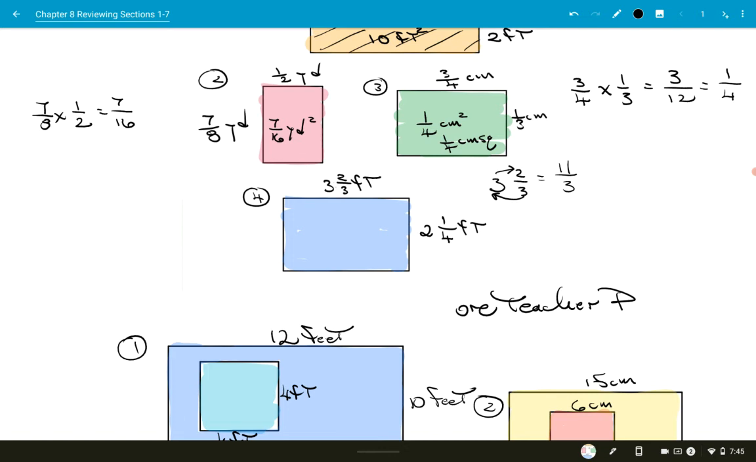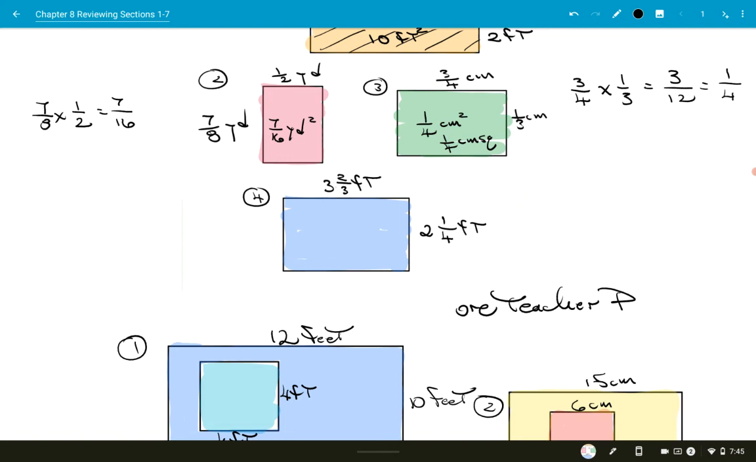Now I can prove that to you, because I can convert this back into a mixed number. How many times does 3 go into 11? It goes in, what, 3 times, right? That's going to be 9. So 9, 10, 11, there's 2 left over, and the denominator stays the same. So I've just converted it back. And I know I've shown you guys that before.